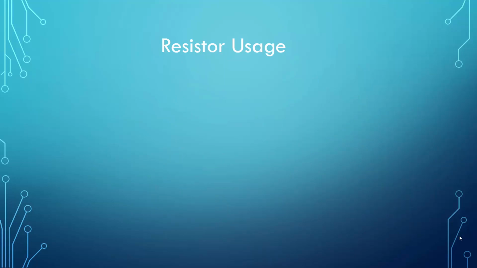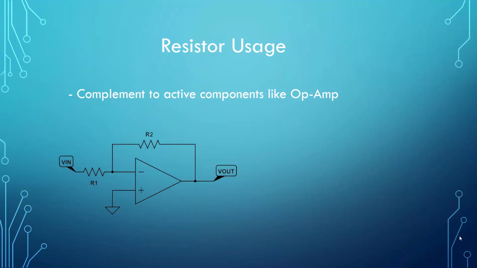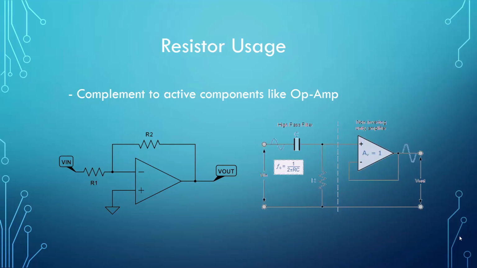Resistors exist in just about every electronic circuit. Here are some examples of their usage. They can be used as a complement to active components like op-amps, and as you can see here, it can be used as feedback for op-amps. For example, in here it's used as negative feedback, or also it can be used for filtering input signal to op-amps. As you can see here, this resistor along with this capacitor made a high pass filter that can filter the input signal before going to this op-amp.